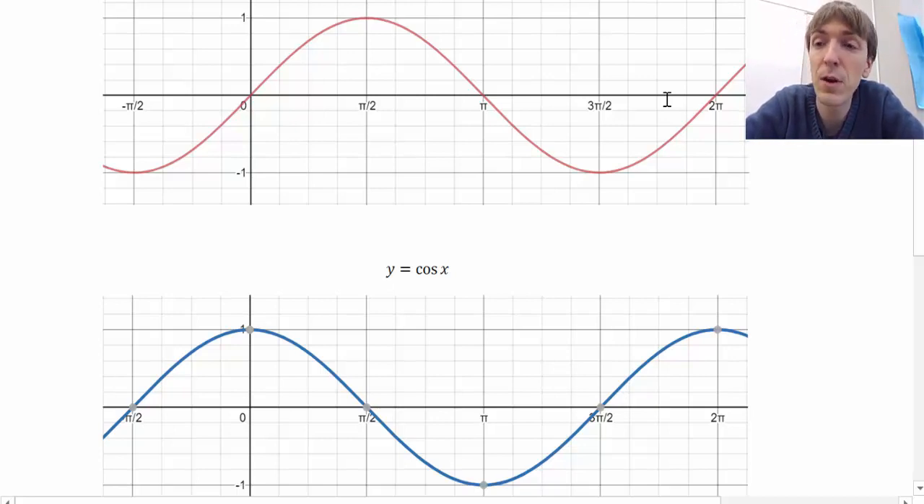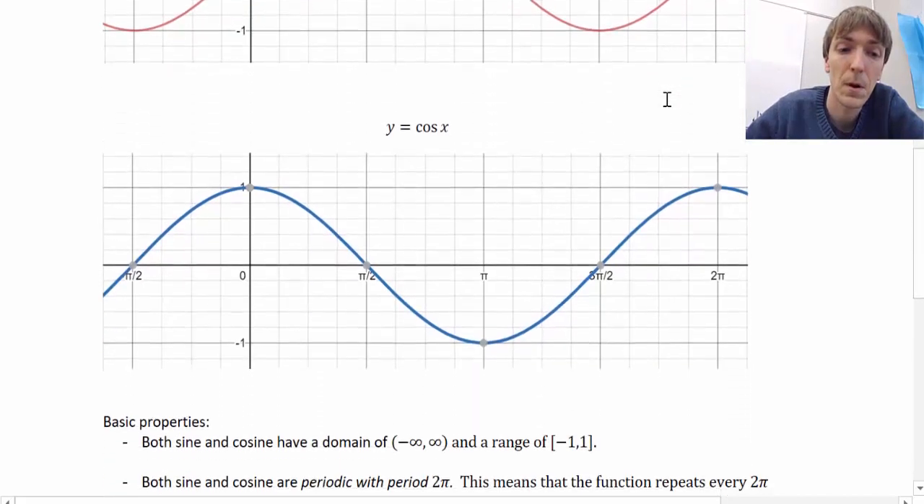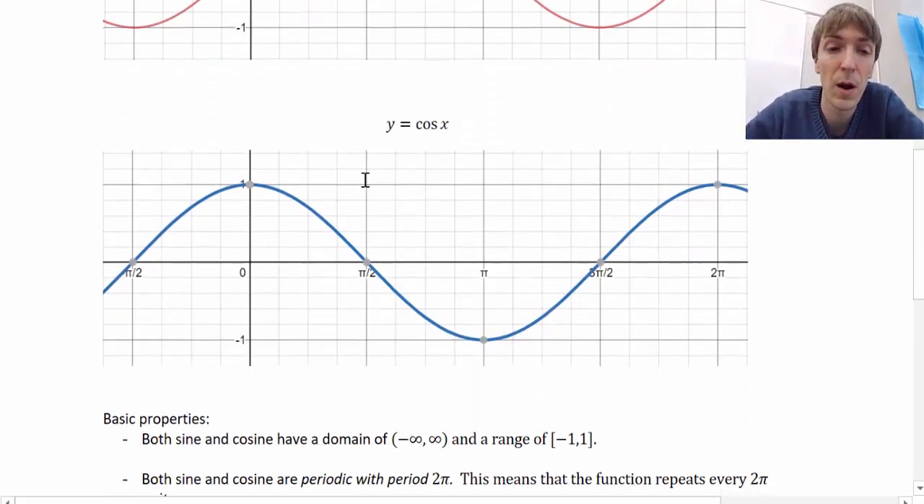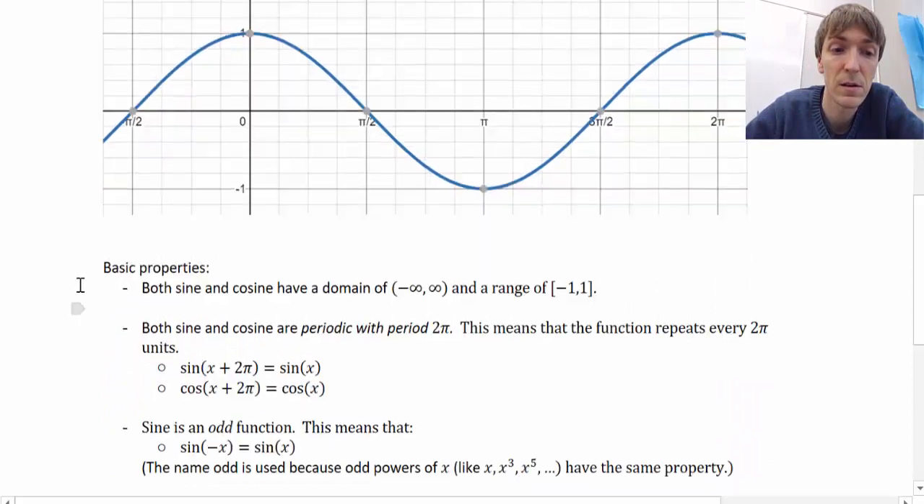Okay. So these are graphs that we want to be really familiar with. There's no new information here. This is all coming from the definition we've already talked about. But we do want to be familiar with these graphs separately from that definition. Okay, so let's go over some properties that this reveals to us.